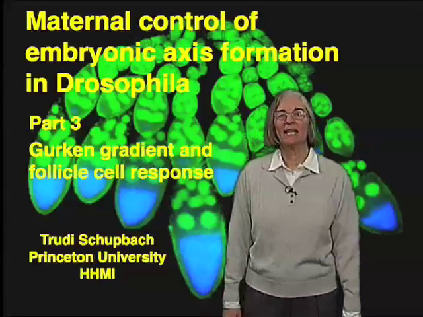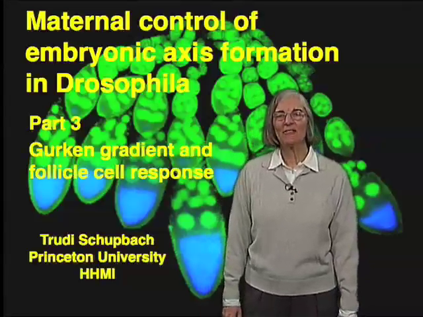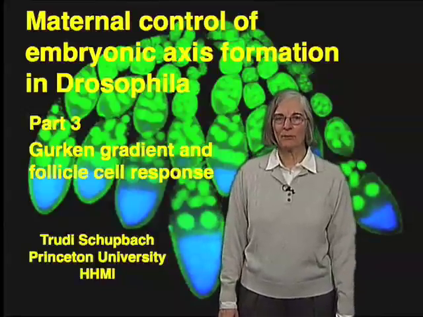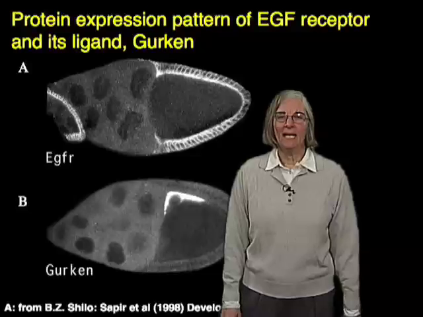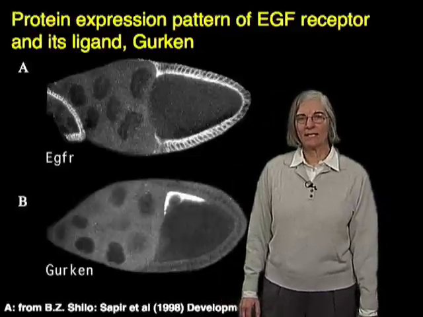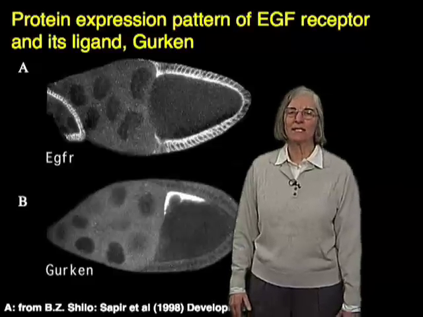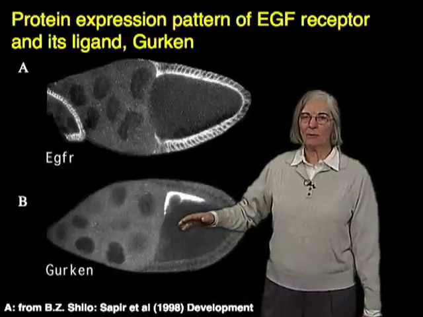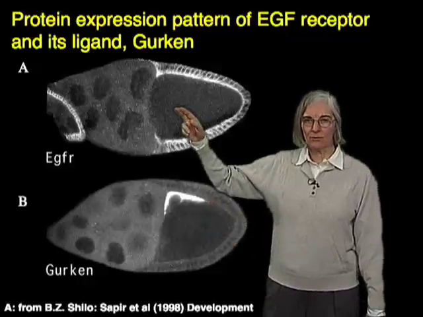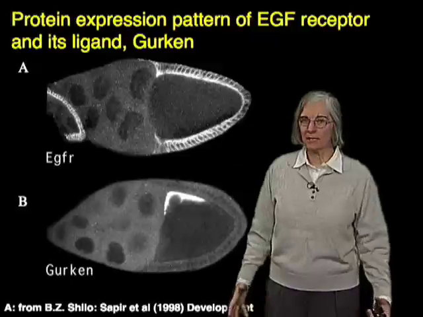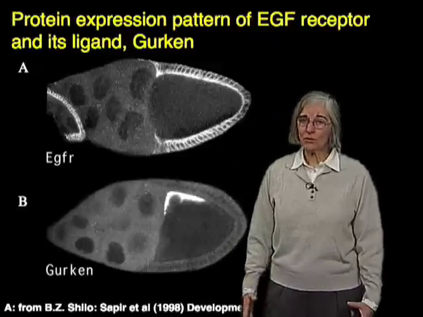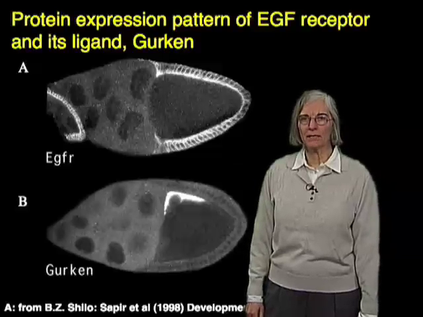In my previous segments of my talk, I have introduced you to the question of pattern and polarity during Drosophila oogenesis. I've also told you that there is a key signaling process that takes place during oogenesis, whereby a signaling molecule encoded by the gene Gurken signals to the Drosophila EGF receptor, which is expressed in the follicle cells, and induces dorso-ventral pattern formation in the follicle cells.